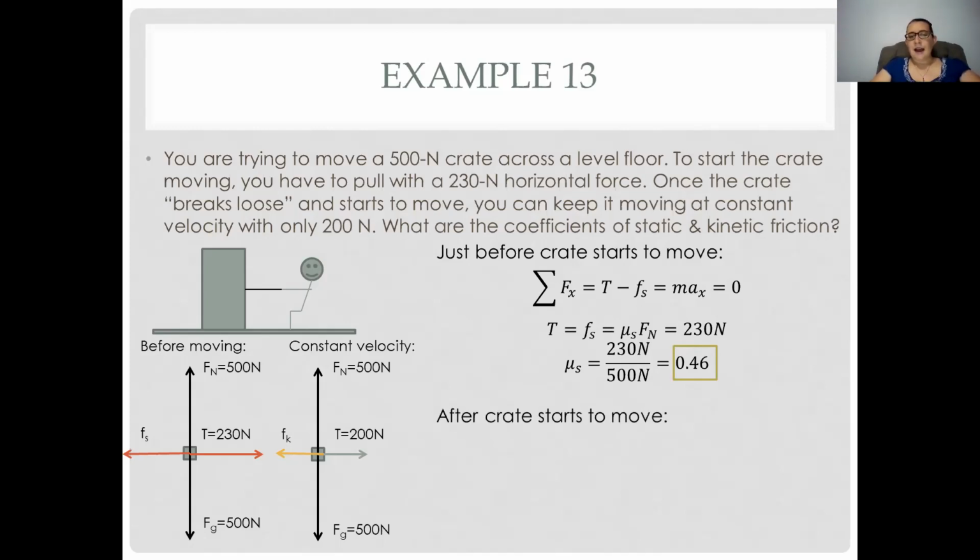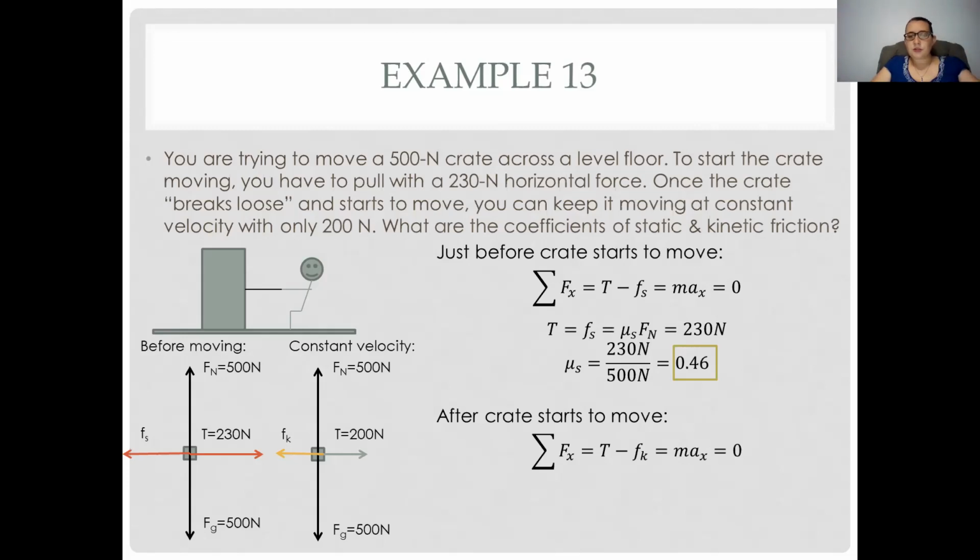After the crate starts to move, well, it still has an acceleration of 0 after it's moving because we're keeping it moving at a constant velocity, right? So there's no change in its velocity, meaning there's no acceleration still. Right, so we're thinking about not the moment that it starts moving, because obviously we'll have to speed up to start moving, but we're thinking about the time once it's moving at a constant velocity.